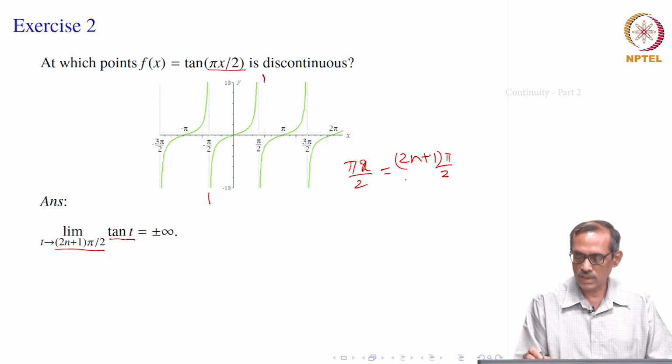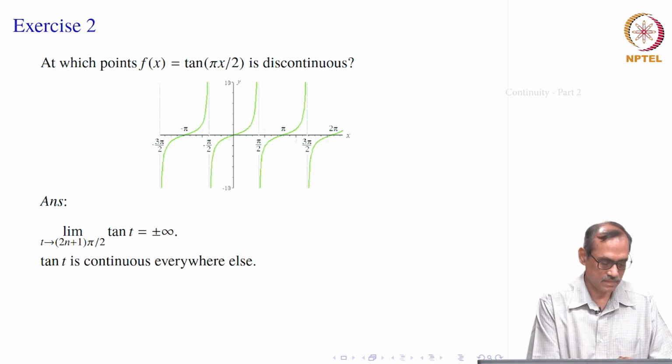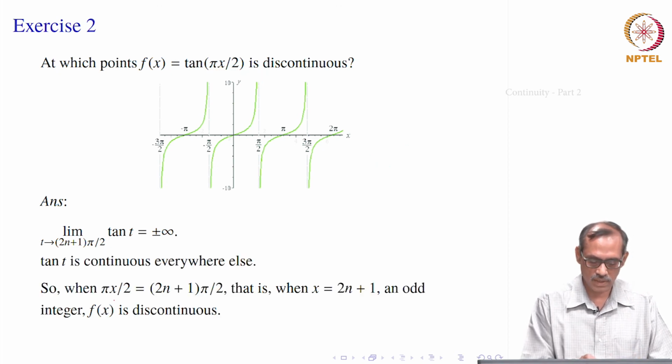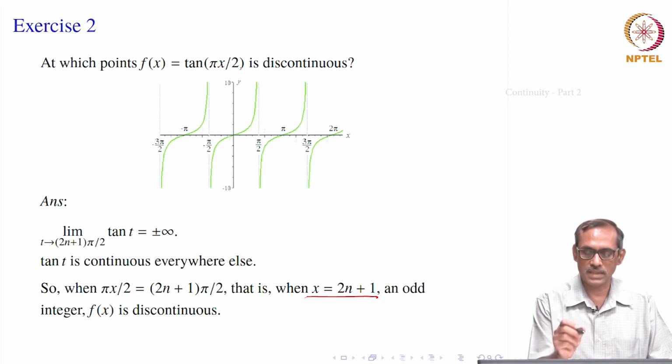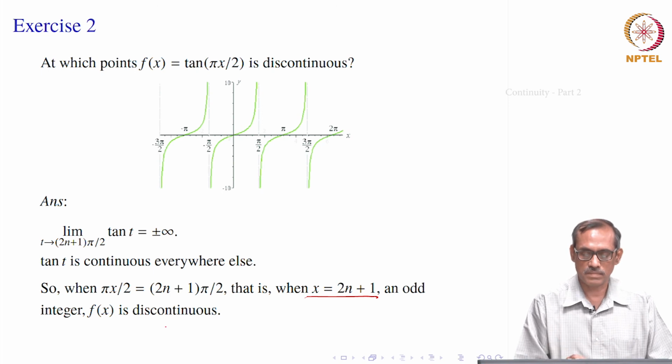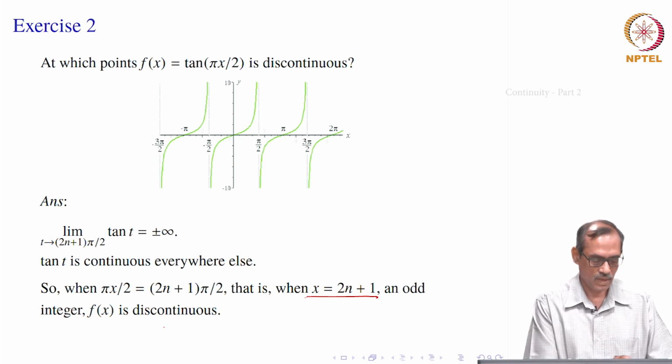So, we say that at these points x which satisfy this, the function is discontinuous. So, that is x is equal to 2n plus 1, right. These are the only discontinuity points, everywhere else it will be continuous. So, that means whenever x equals 2n plus 1, an odd integer, f(x) is discontinuous. At all the other points, this function tan(pi x by 2) is continuous. Okay, so stop here.